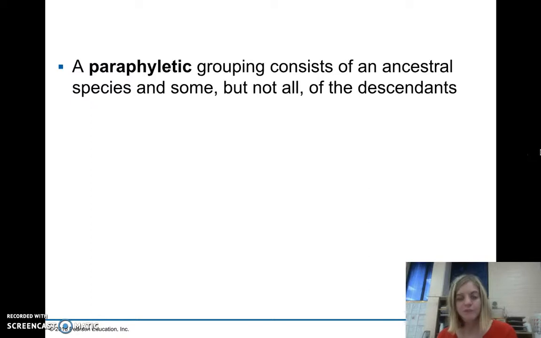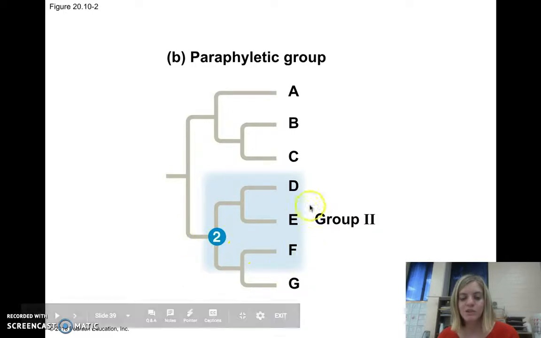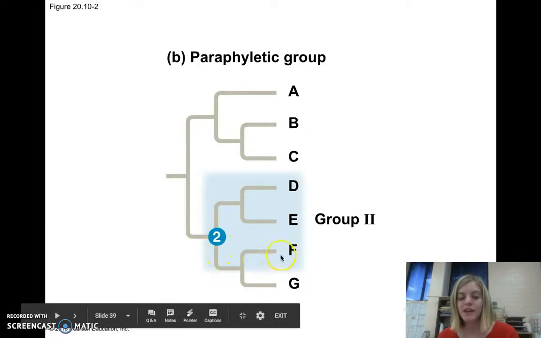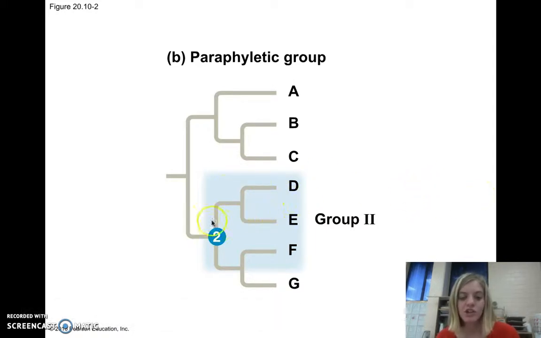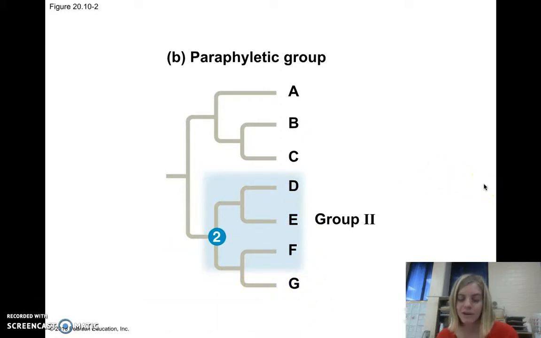A paraphyletic group can consist of an ancestral species and some, but not necessarily all, of the descendants. So in this case, you can see group 2, we have an ancestral species. Group 2 is the one that's shaded, so D, E, and F taxa. Group 2's common ancestors by this branching would be D and E from over here, and F and G. But you can see this group is paraphyletic because it is only containing some of the descendants. And we don't know why in this case they're grouping them in this way, but you can see that. If the shading included the G, then it would be monophyletic. But because it doesn't, this is a paraphyletic group.